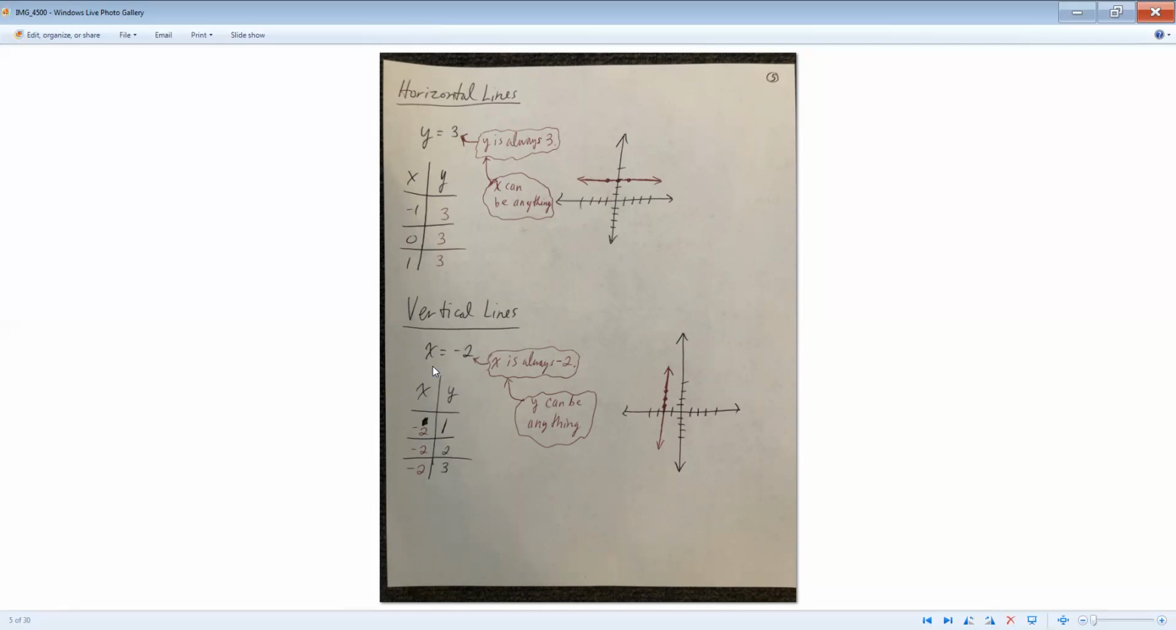Vertical lines are created when all you have is x involved in your equation. Here we have x is equal to negative 2, so that means x is always negative 2, and y can be anything, and that will give you a vertical line at negative 2. All right.